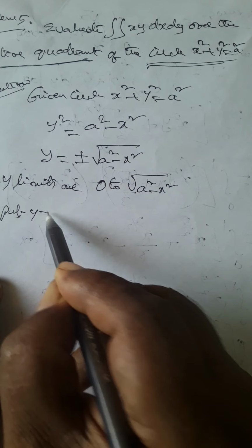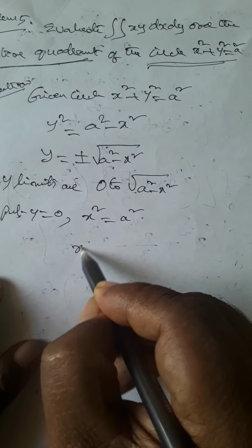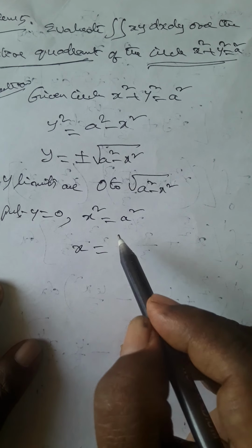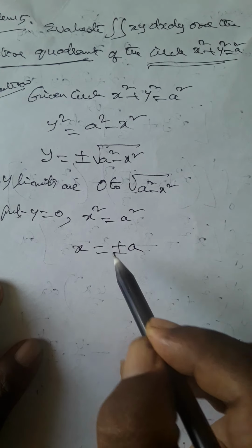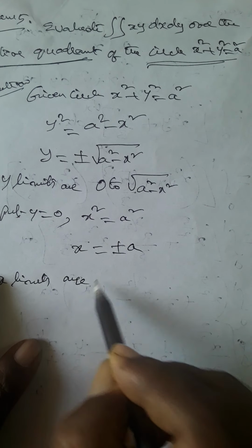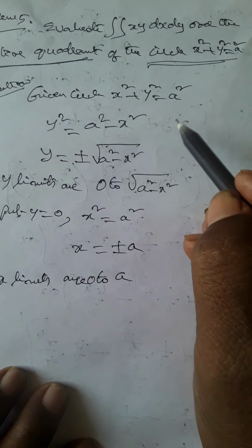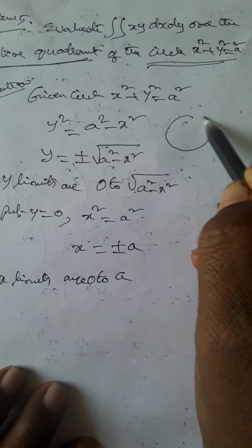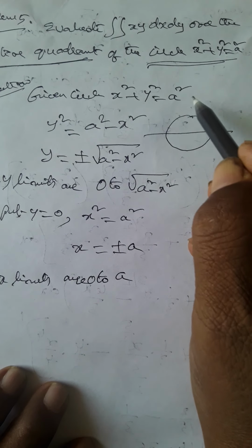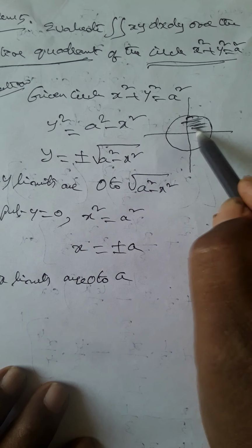Put y is equal to 0 in the above circle. X square is equal to a square, x is equal to plus or minus a. X limits are 0 to a, positive quadrant. This is the circle equation. Positive quadrant means this is the positive quadrant.